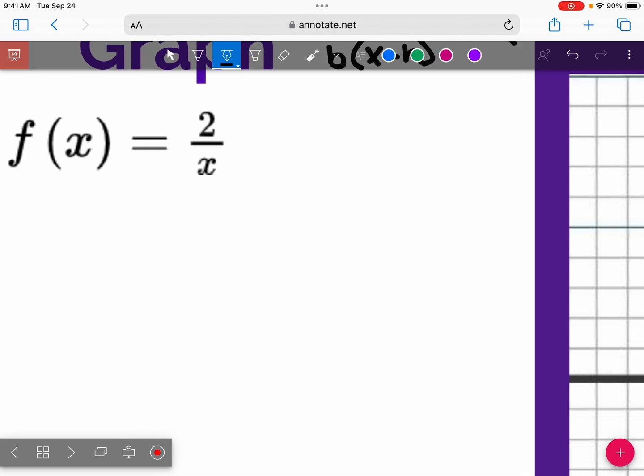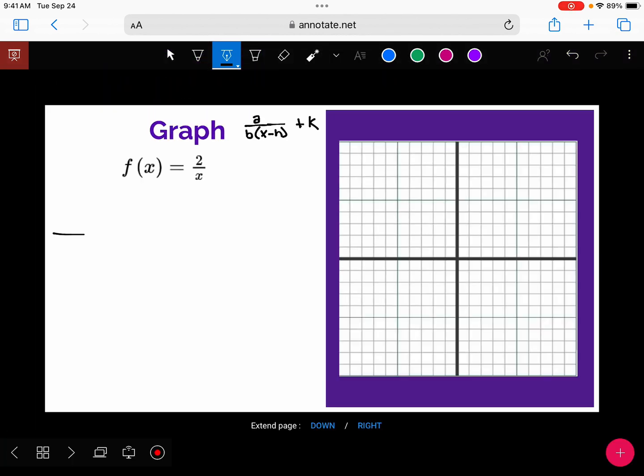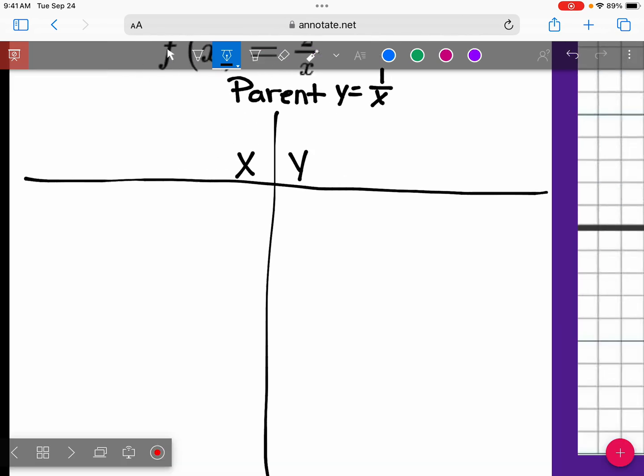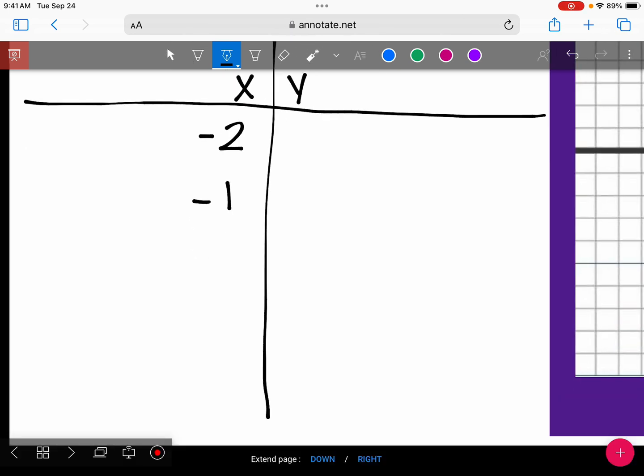So let's remember our parent function first. We're going to put our parent in the middle. And our parent is the basicest of basic with nothing over it. So y equals 1 over x. Again, we're not in square roots, so we're again picking that good section of the middle. -2, -1, 0, 1, and 2.